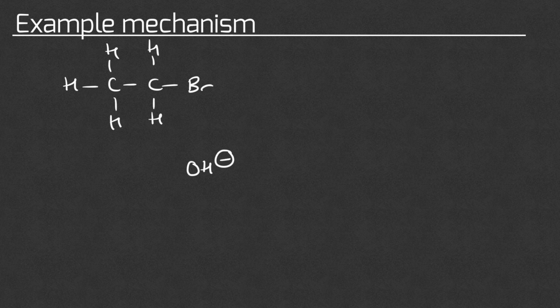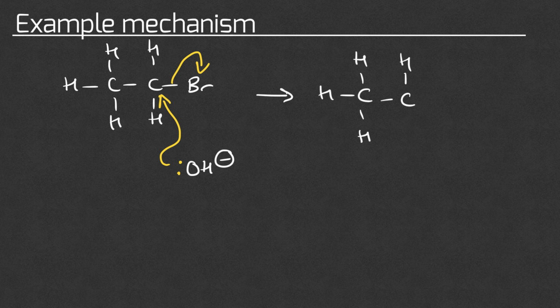The mechanism starts off with our halogenoalkane and our hydroxide ion. The lone pair on the oxygen attacks the carbon. The carbon-bromine bond breaks, giving us our desired product of an alcohol.